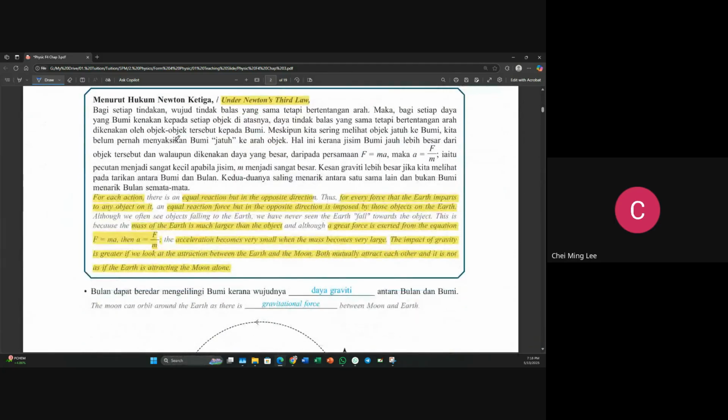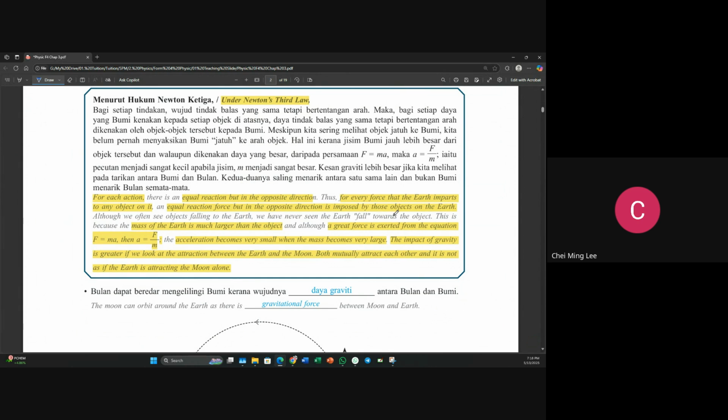Okay, now, under Newton's third law, we are talking about action and reaction. For each action, there is an equal reaction, but in the opposite direction. That's why for every force that the Earth imparts to any object on it, there will be an equal reaction force in the opposite direction imposed by those objects on the Earth. Although we see the object fall to Earth, we never say the Earth falls towards the object, right?